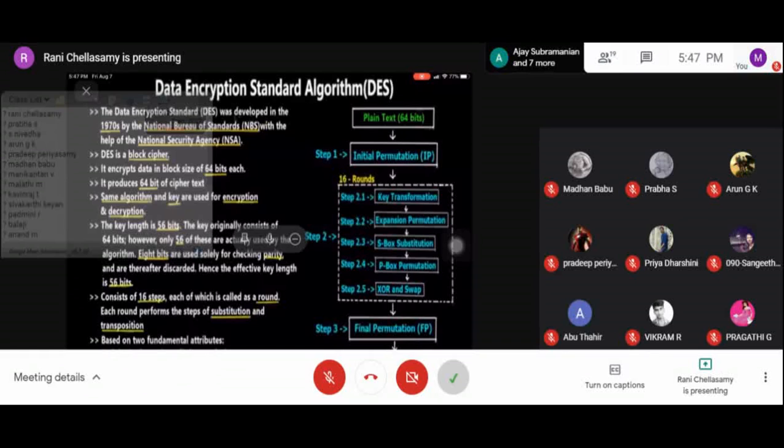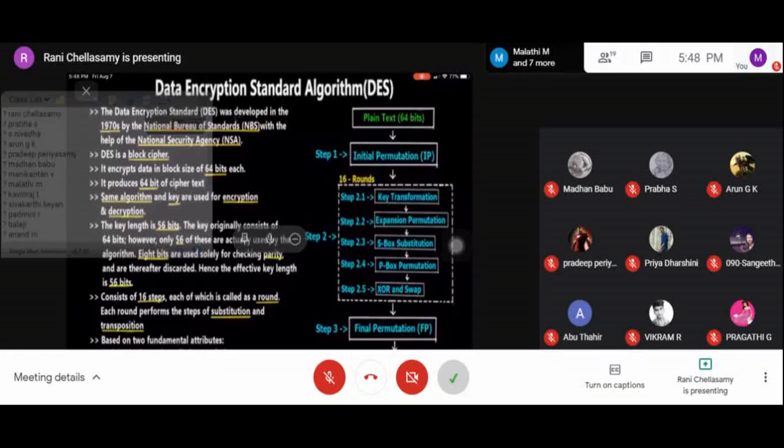Let's move into the algorithm. We are going to take 64 bits, that is one block, as the plain text. The first step is the initial permutation. What is meant by the permutation process? Permutation means transposition: we interchange the bit positions from one location to another, or in other words, a jugglery of bit positions. That is called permutation.